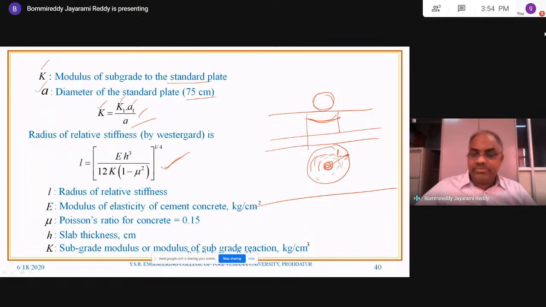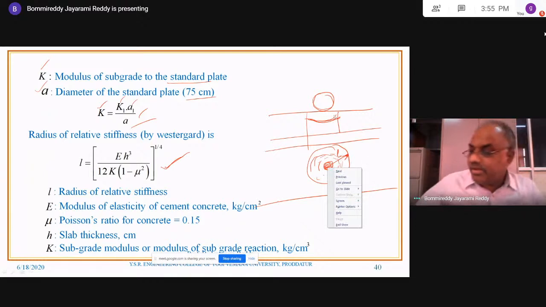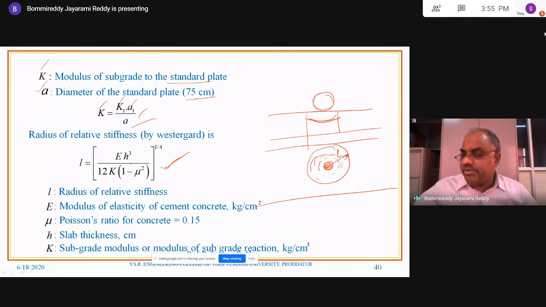And beyond that, there is no displacement. So displacement will be there from where the load is acting to a certain distance, and that is called the radius of relative stiffness. And you have to remember this formula. E is the modulus of elasticity of the cement concrete. Mu is Poisson's ratio. H is the thickness of the slab. K is the modulus of subgrade reaction in kg per cm cubed. Just now you have seen this is called K. So with all these parameters, you can find out the radius of relative stiffness.